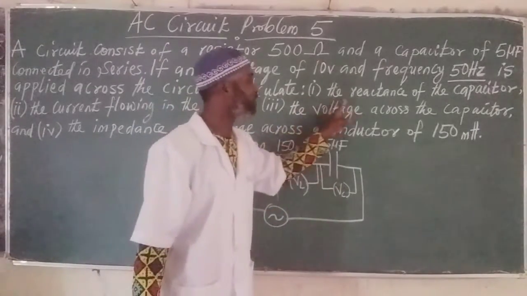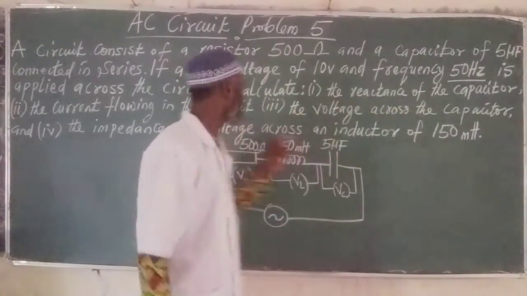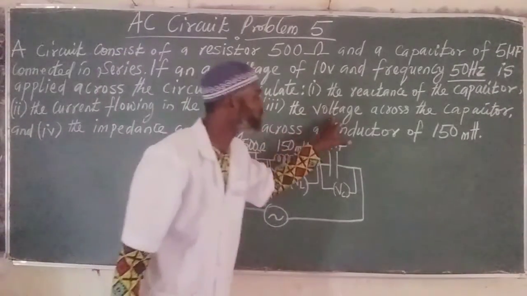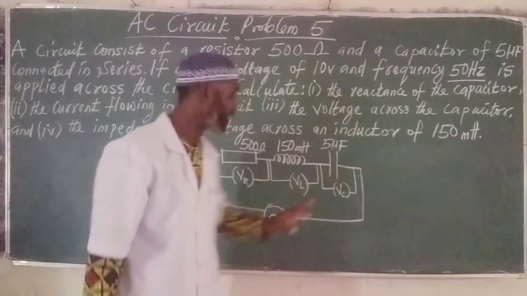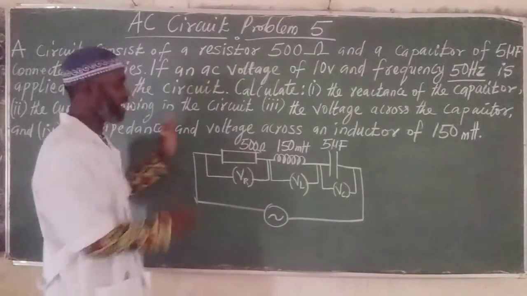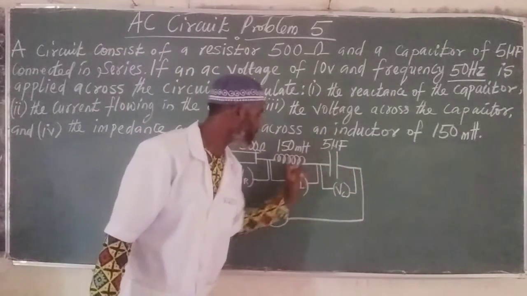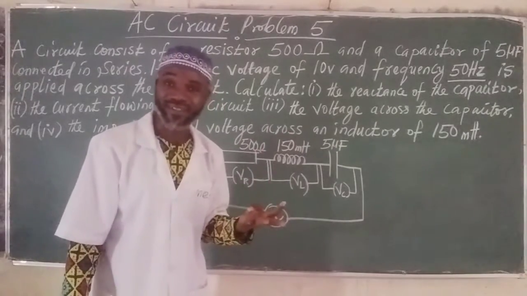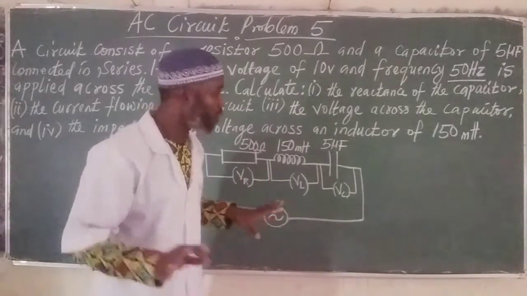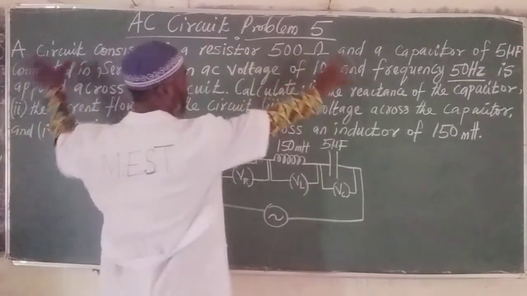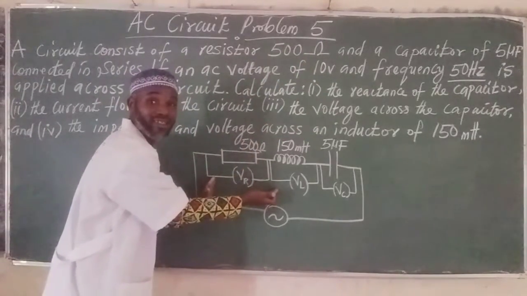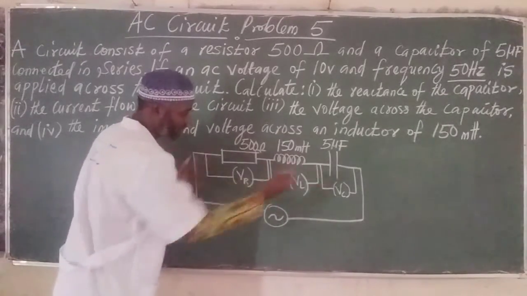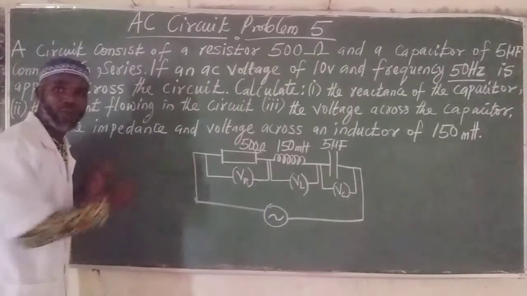The first one is the reactance of the capacitor. The second one is the total current flowing in the circuit. The third one is the voltage across the capacitor. And finally, the impedance and voltage across the inductor. So we have 3 components to deal with, and we're going to do that very simply. This whole big statement has been represented in a very simple schematic diagram. With this, we bring out our data, what we have.